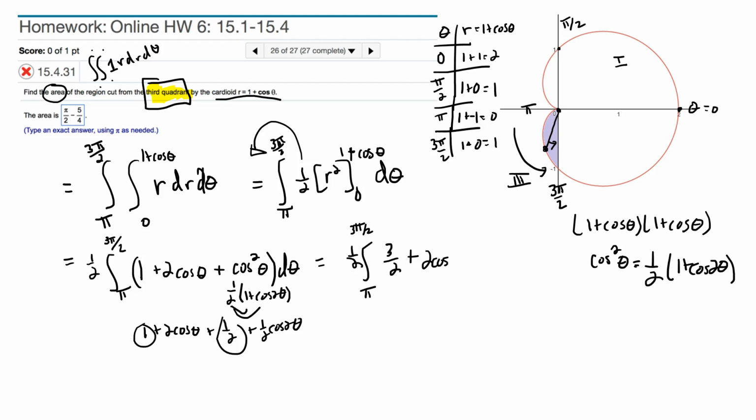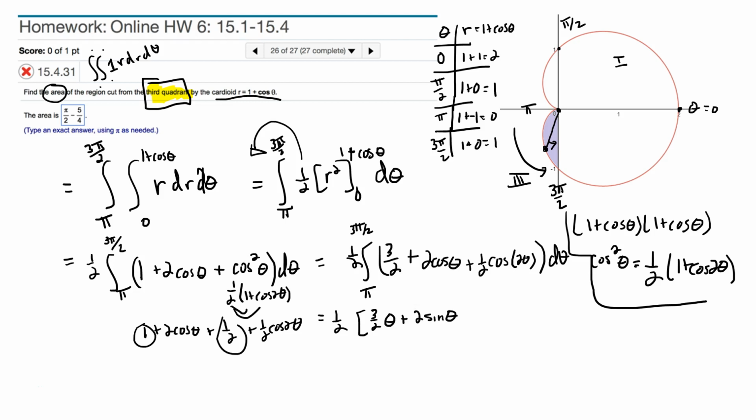We have this 3/2 that we have to integrate. We have 2 cosine of theta that we have to integrate. And we have half cosine of twice theta that we have to integrate. Don't forget the half that's on the outside. So we end up with 3/2 of theta, double the sine of theta. And the 1/2 and the extra 1/2 that comes in here will square up to give you a fourth, the sine of twice theta.